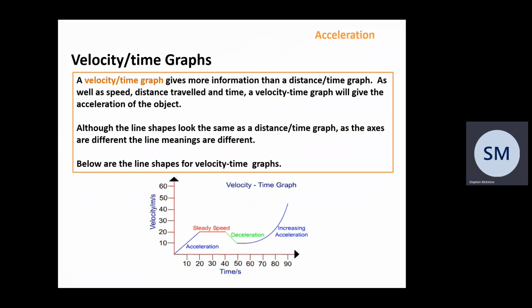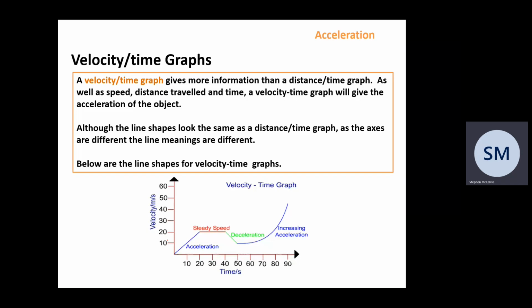Velocity time graphs give a lot more information. You're able to find the acceleration and the distance traveled by the object. The line shapes look the same, but they mean different things. So on the y-axis here, we have velocity in meters per second.